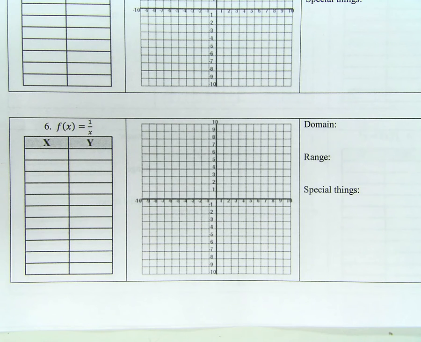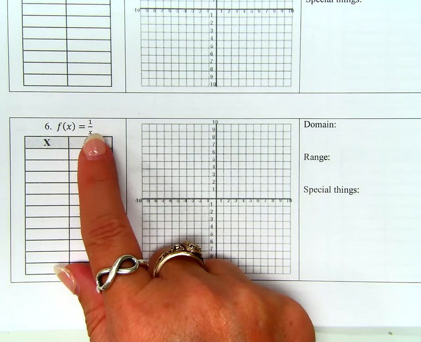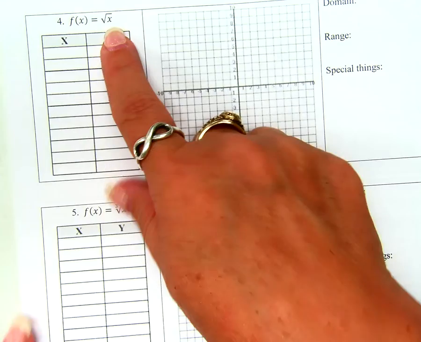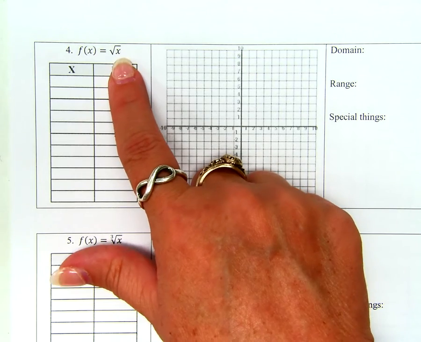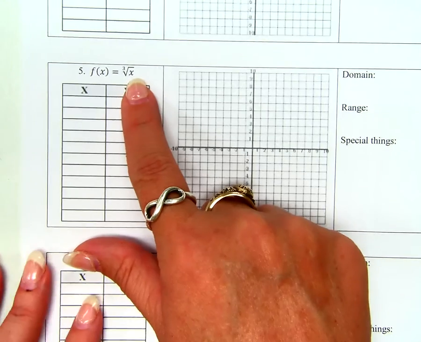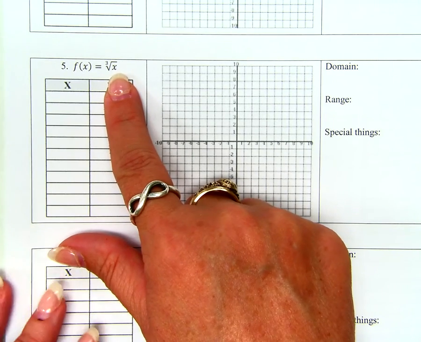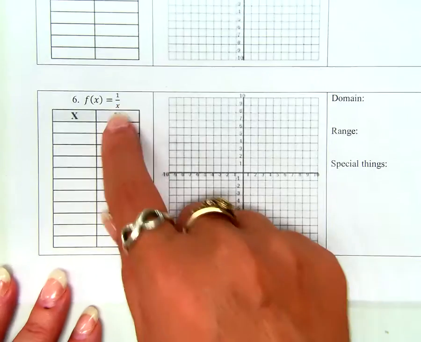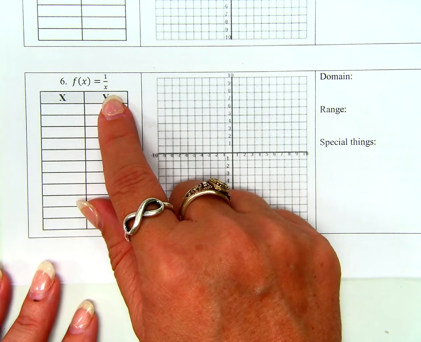Let's talk about number 6. What kind of a function? Actually, let's talk real quick and make sure we have this written down. What type of a function is this? Square root or radical, right? What type of a function is number 5? Cube root. Okay. What type of a function is number 6?